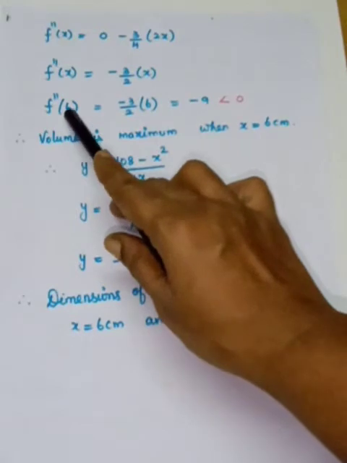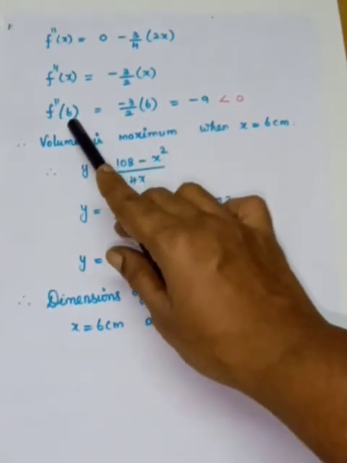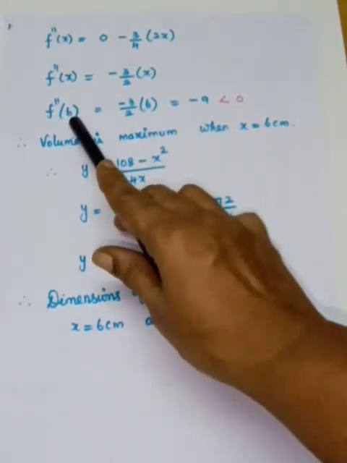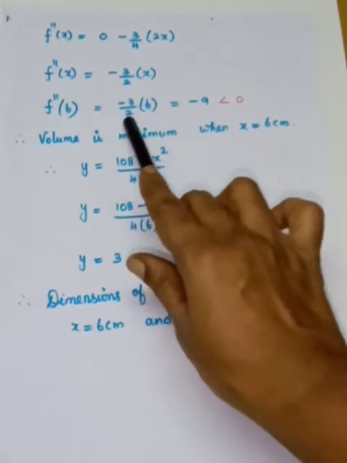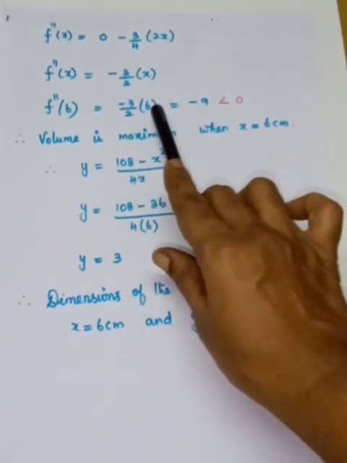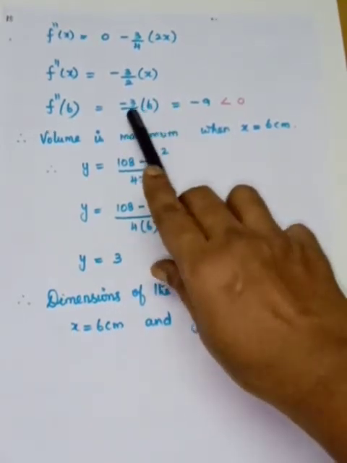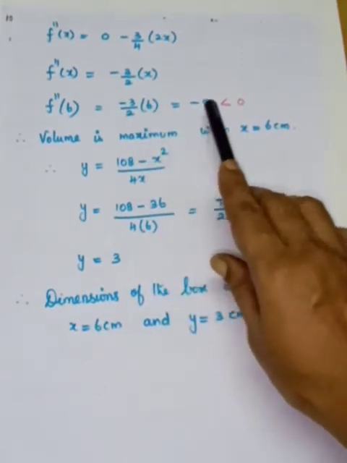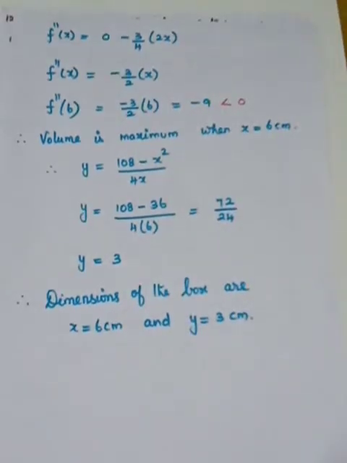So what you have to do? You have to substitute the x value. What is the x value? We have found it is 6. So when you substitute, the 2 and 6 get cancelled. So here you are having 3. Minus 3 into 3 is minus 9. How is your minus 9? It is less than 0. So therefore the function is maximum. What is that function? Volume of the box. So the volume of the box is maximum when x is equal to 6 centimeter.